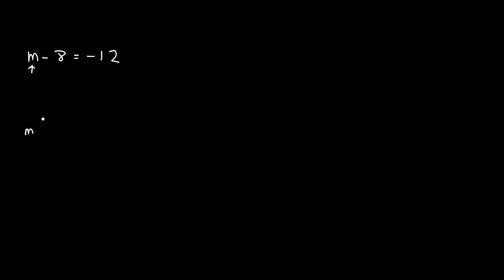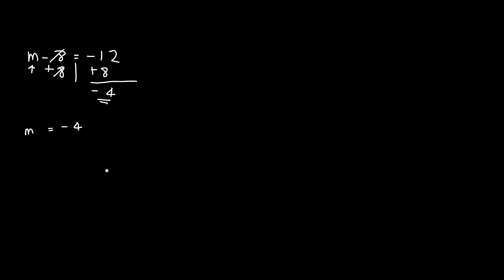So how can we do that? If here we have subtraction, we need to do the opposite of subtraction, which is addition. So we need to add 8 on this side, and what we do on this side, we do on the other side. So these will cancel, and you see we have isolated m. That's our goal. Now, negative 12 plus 8, our final answer on this side, should be negative 4. So m equals negative 4.